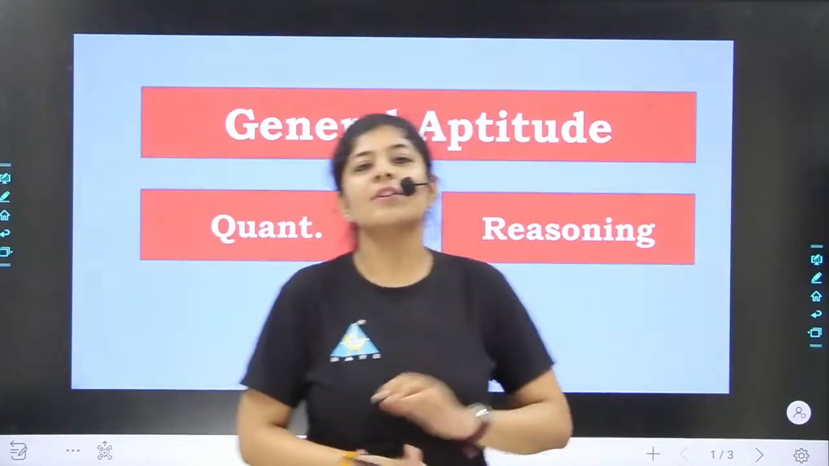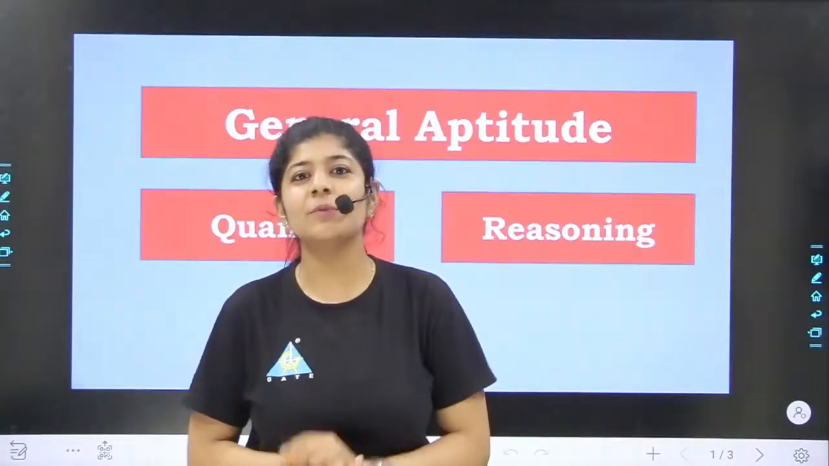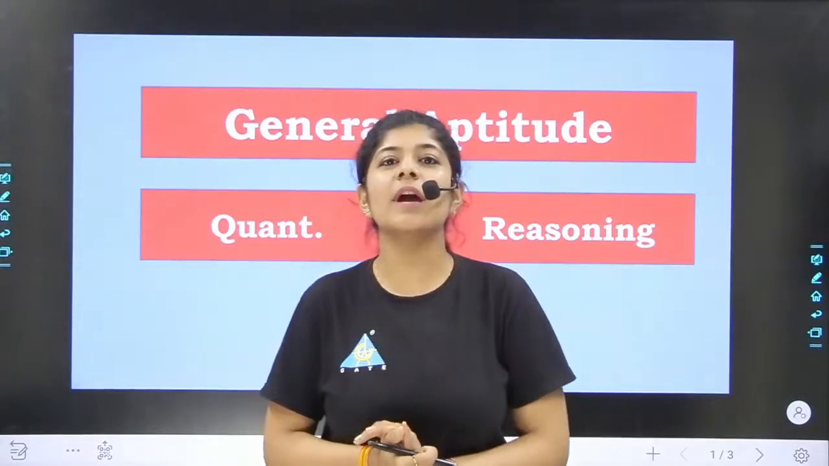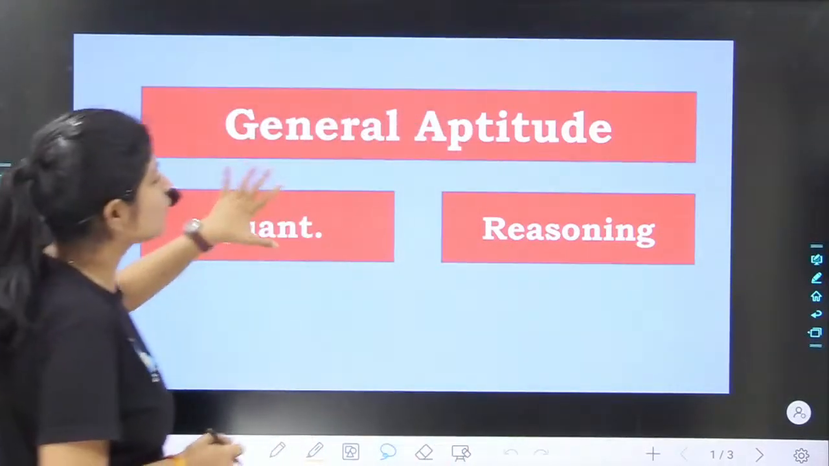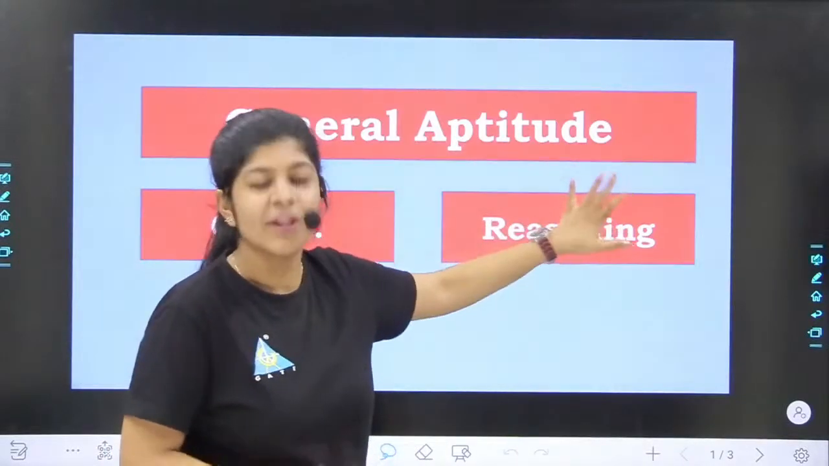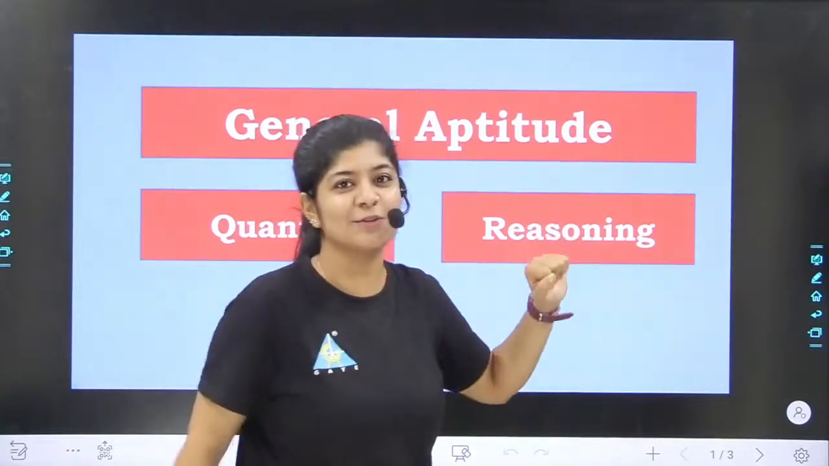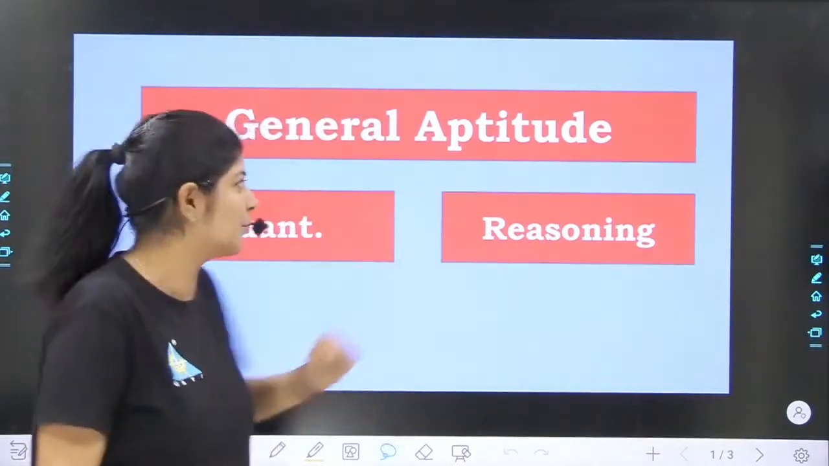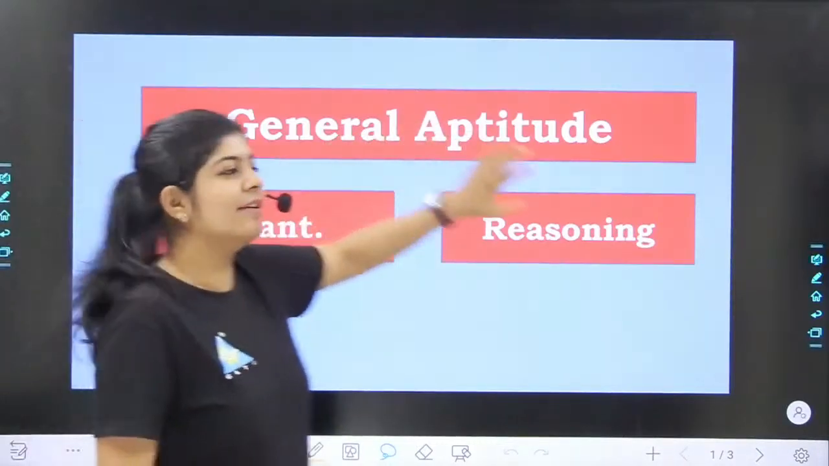Okay. So in this course, we are going to start our general aptitude, and in this course we are going to bifurcate general aptitude into two parts. The first one is quant and the second one is reasoning. I know verbal ability, that means our English part, is also there, but we will cover it in some other course. In this course, we are going to study quant and reasoning.